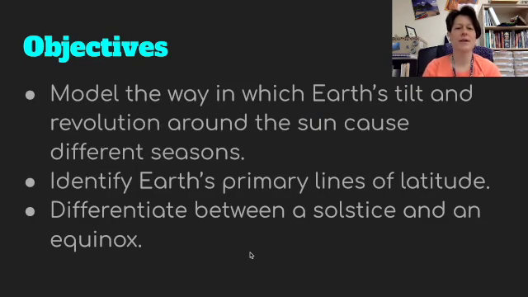Our objectives today are to model the way in which Earth's tilt and revolution around the sun cause different seasons, identify Earth's primary lines of latitude, and differentiate between a solstice and an equinox.